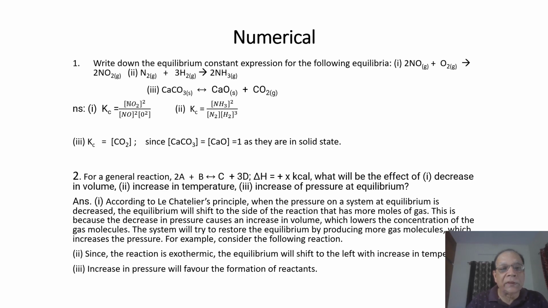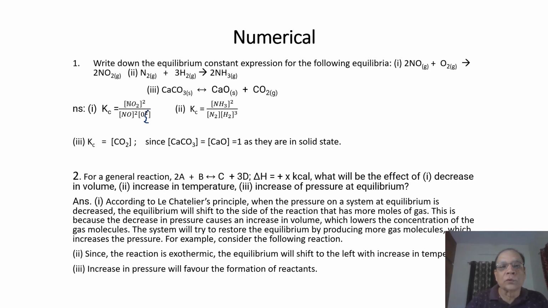So for the first, Kc is given by the square of the concentration of nitrogen dioxide in the numerator, divided by the concentration of NO to the power 2 because we have 2 as the coefficient here, and oxygen has coefficient 1, so multiplied by the concentration of oxygen. This 2 should be down, this 2 should be here and not here.